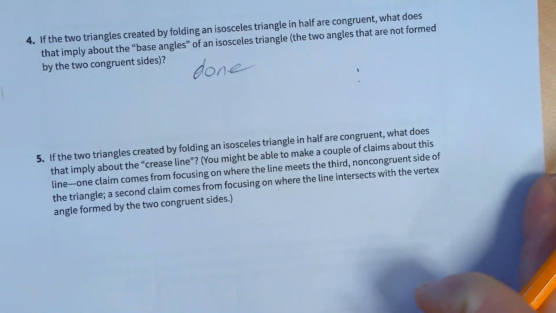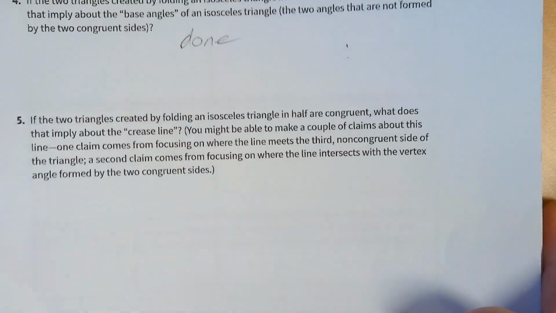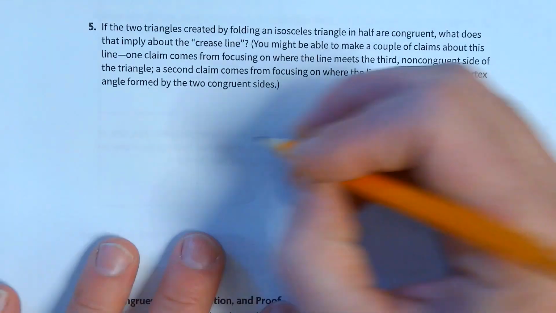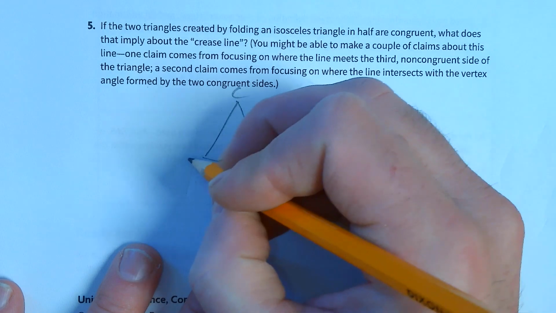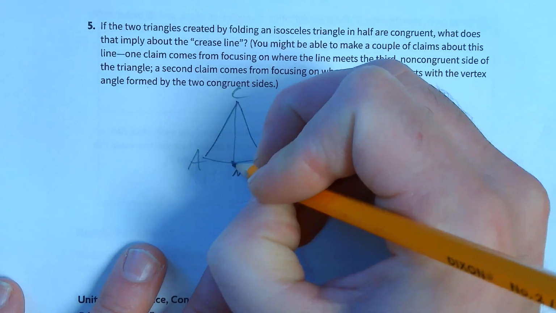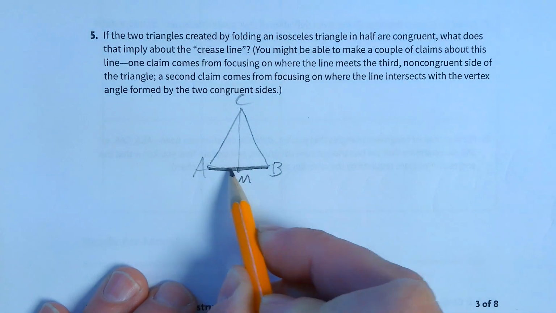If two triangles created by folding of sides of the triangle in half are congruent, what does that imply about the crease line? What? Oh, this is really fun. We'll actually do this one because we discussed how a straight angle has 180 degrees.